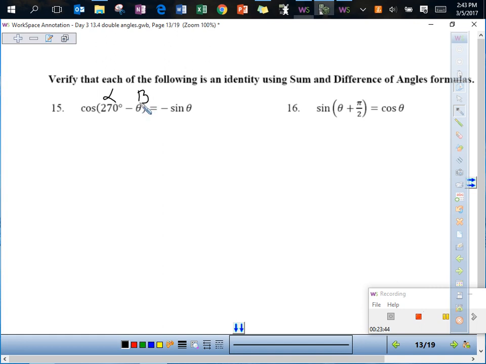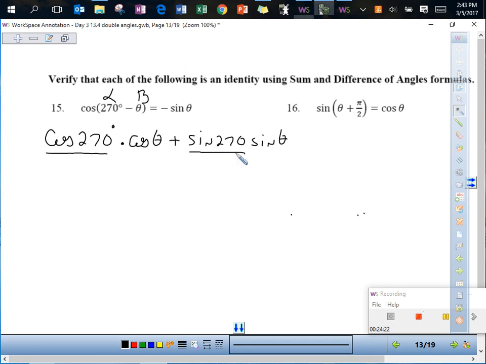Now look at your formula sheet for cosine of alpha minus beta and write it out just like we've been doing. I'm going to have cosine of 270, I plugged in that number because it's there, times cosine of theta. I don't know what theta is, no big deal. Plus sine of 270 times sine of theta. Now either use your brain and the unit circle to get cosine of 270 and sine of 270.